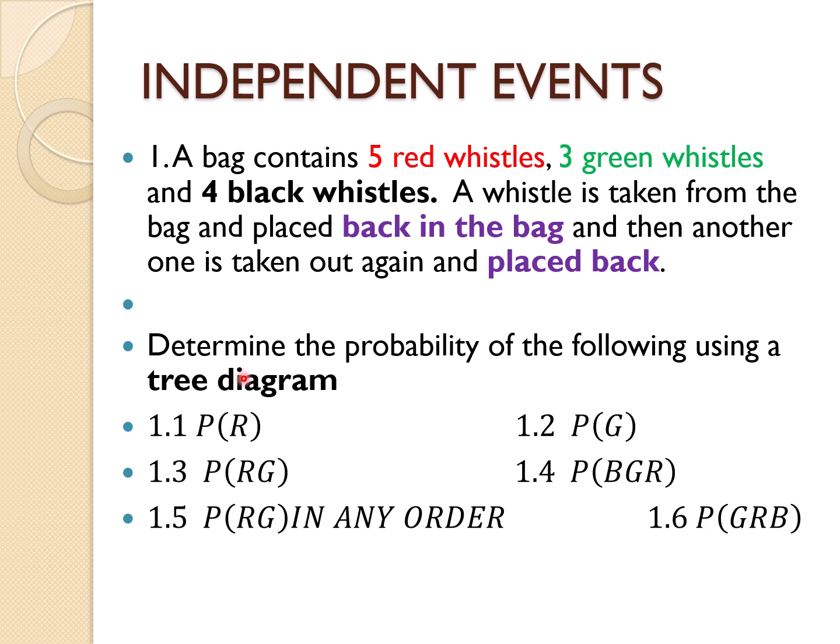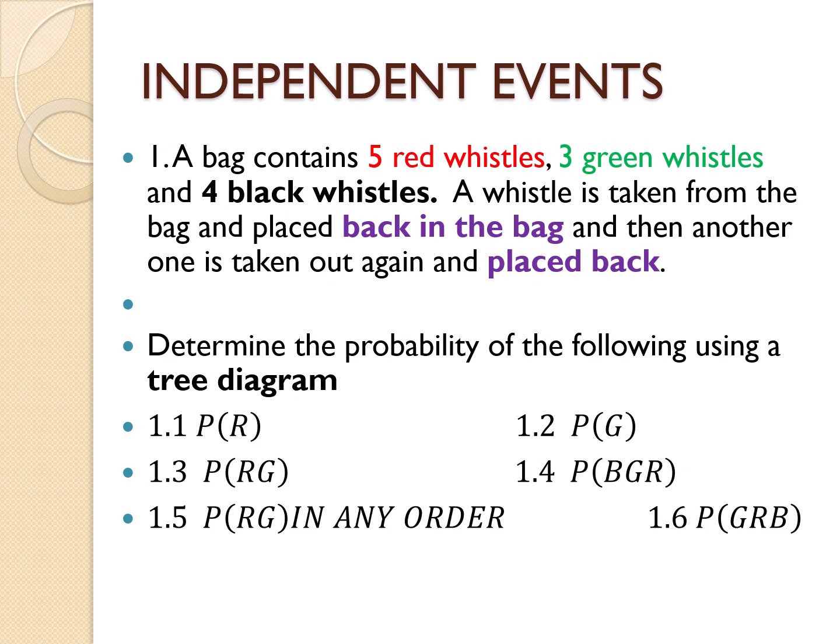So the first question, determine the probability of the following using a tree diagram. The probability that it will be red, G there for green, so probability that it will be green. The probability we first select red, then green. The probability we select black, green, then red. Probability we'll select red or green in any order, meaning we select red or green or red. And the probability we select green, red, and black. Alright, so let's look at the tree diagram.